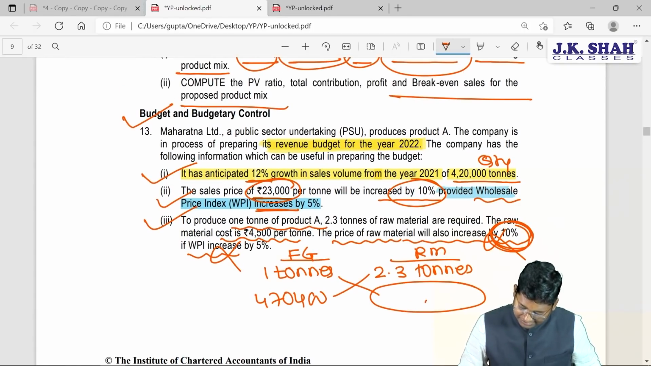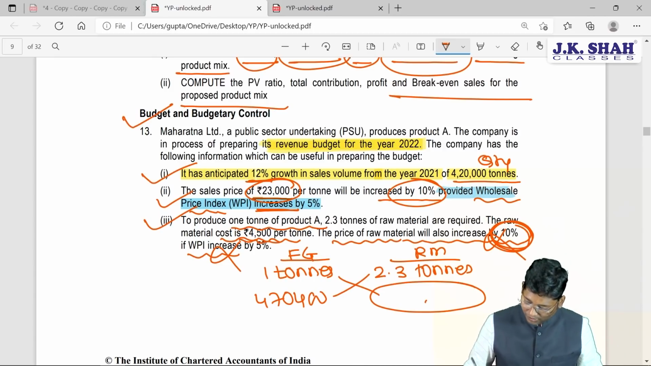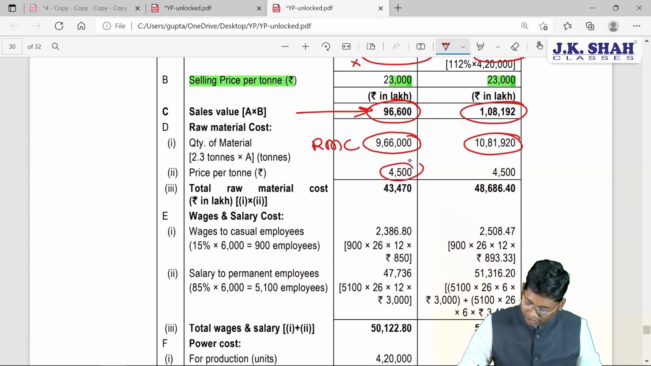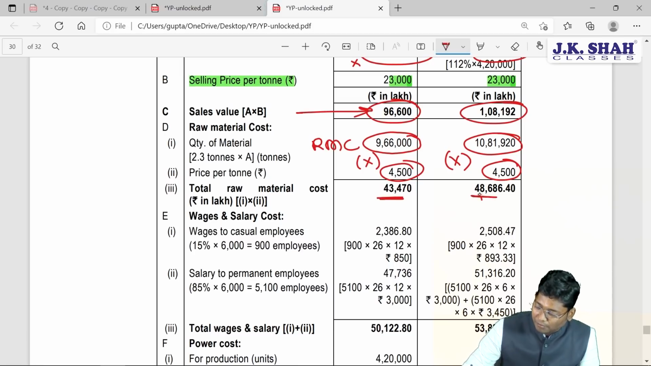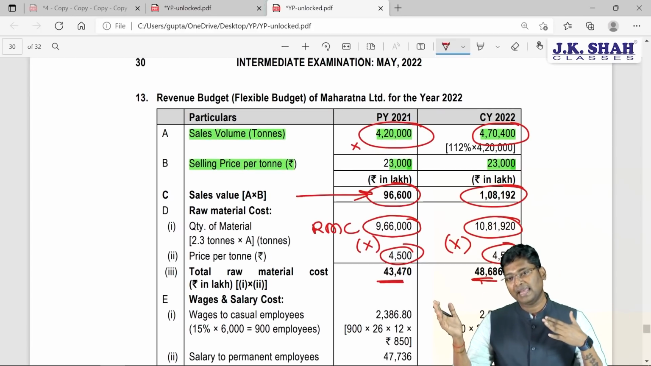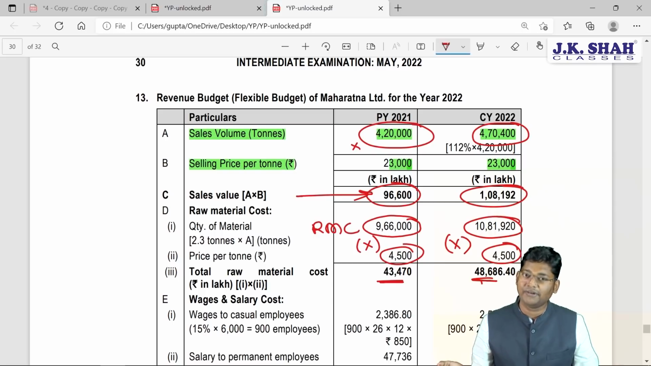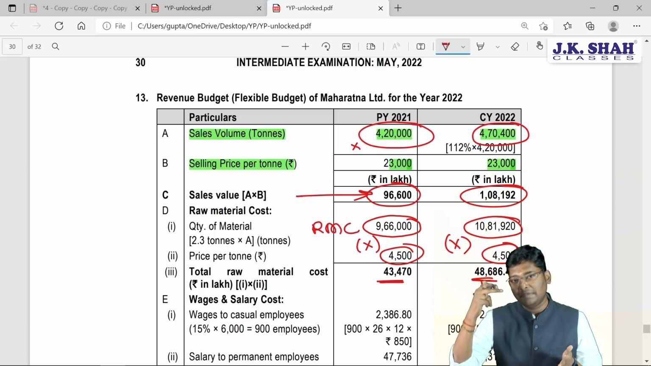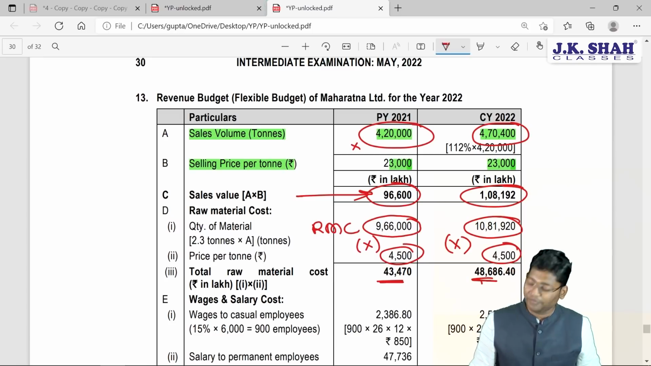That is your WPI. Sir, what was that WPI? WPI is wholesale price index. Wholesale price index is not getting increased by 5%. So your price 4,500 will remain constant, and they have taken 4,500 in both the places because WPI has not increased by 5%, and this multiplication will give you the amount of RMC. So hope you have understood till this point. Sales quantity we have calculated, selling price we have taken as same because your WPI has not increased by 5%. Sales value we computed by multiplying volume and price, then raw material consumption quantity we ascertained, and then we multiplied that with the material price.